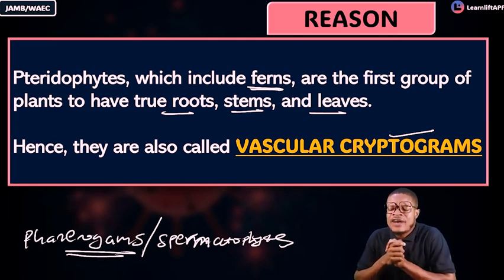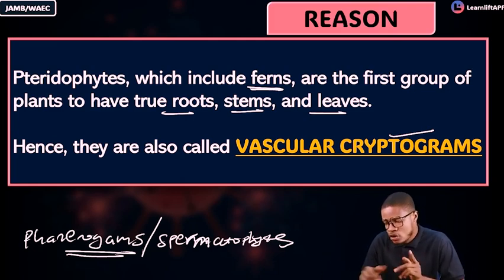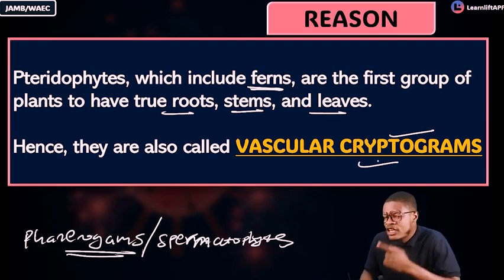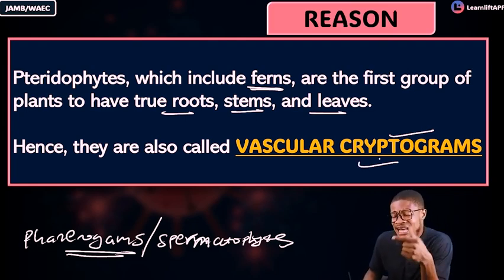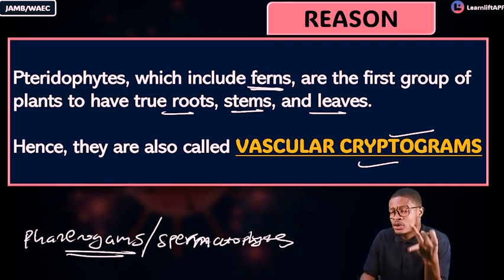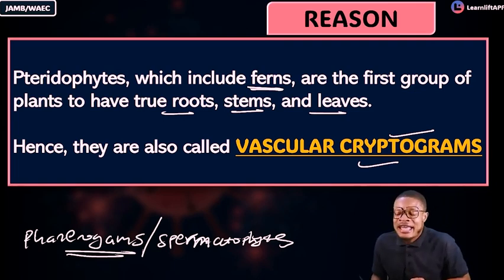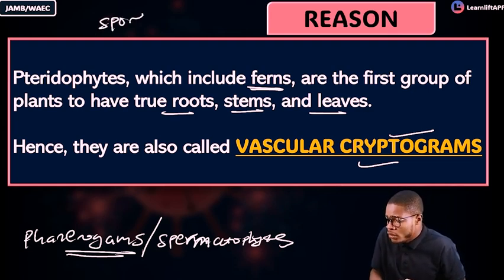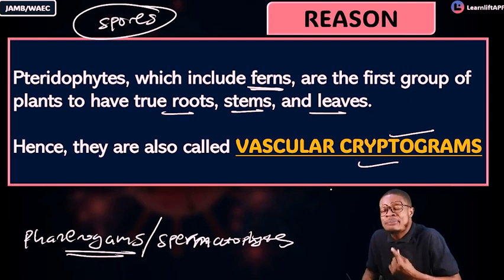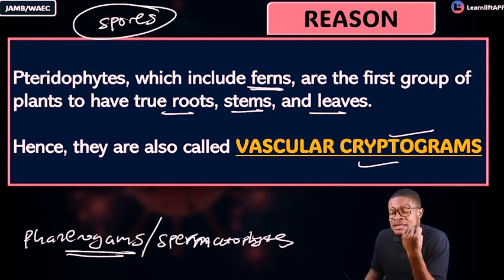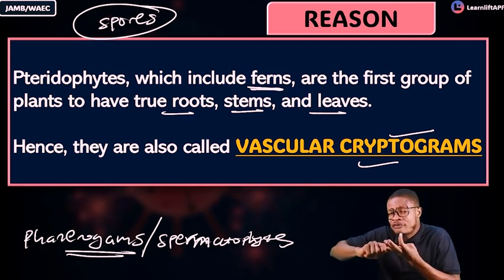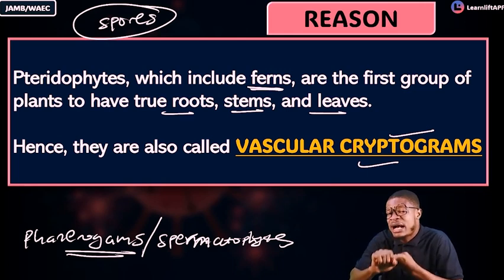But please, vascular cryptogams. Hold on. When you hear the word cryptogams, give me plants that are cryptogams. The plants that are cryptogams include your schizophytes, your thallophyta, your bryophyta, your pteridophytes, the 4 of them. Why? Because they produce spores. Any plants that produce spores, what do we call them? They are called your cryptogams. Now, which one produces spores? Your schizophytes, your thallophytes, your bryophytes, your pteridophytes, all of them are in one category.